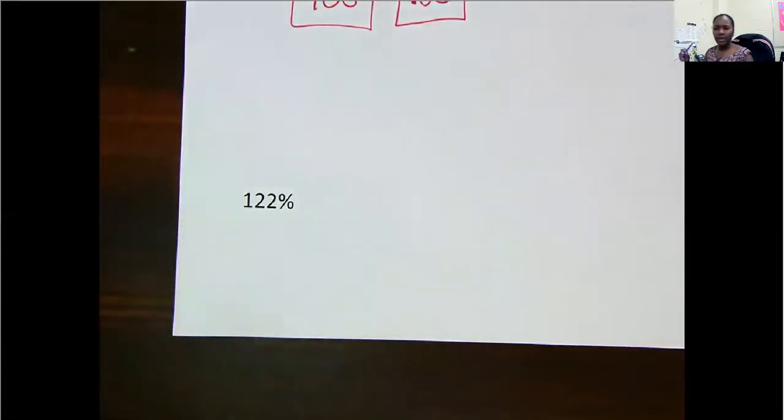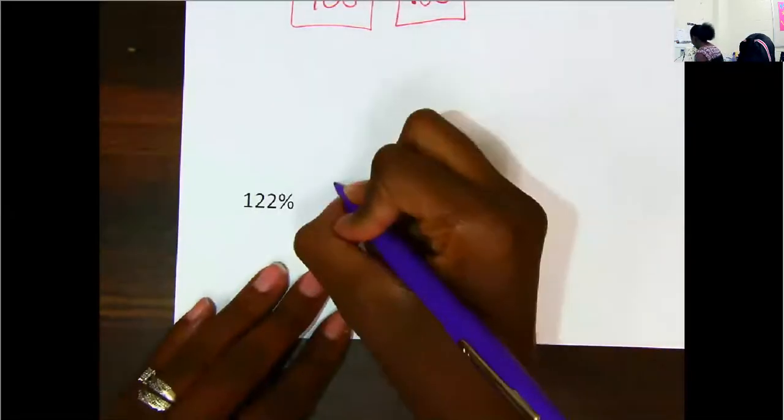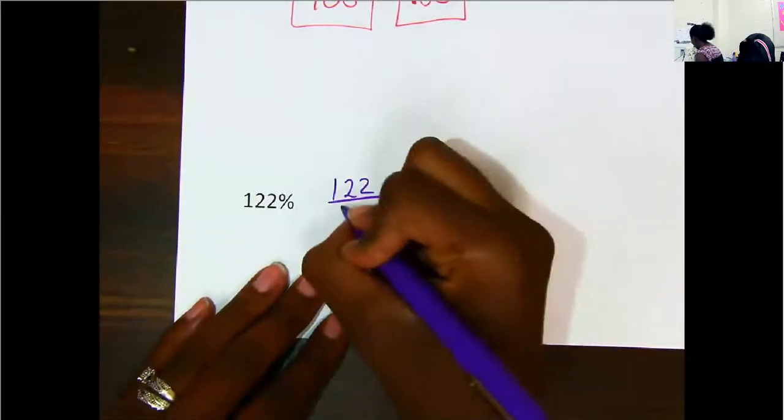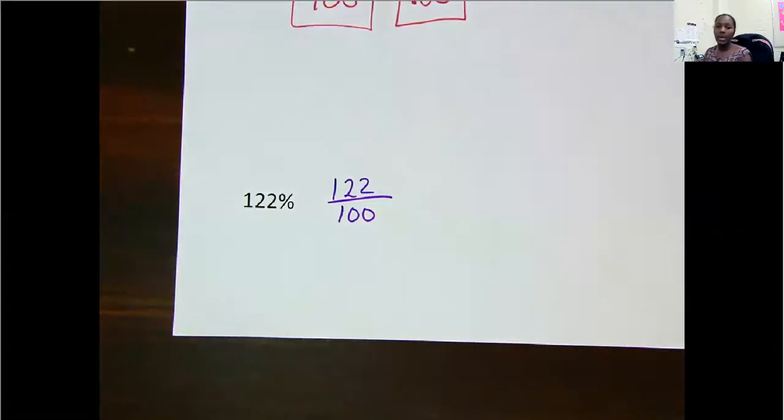122%. Now you'll be like, Miss, wait. 100%. Why is it more than 100? There's percents that are more than 100. It's still going to be out of 100. So I'm going to put 122 out of 100. Because the top number is bigger than the bottom number, that means I'm going to have a mixed number as my answer. It's improper, right?